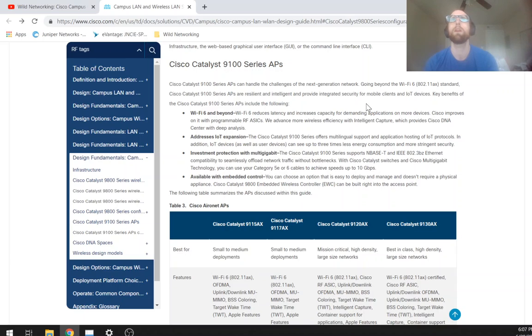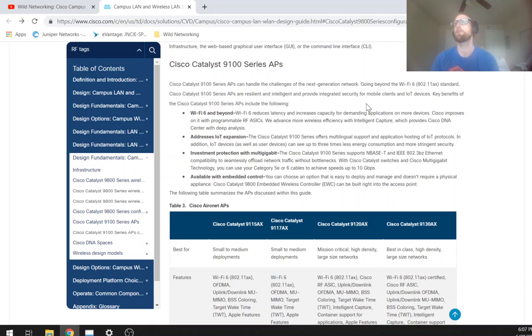Cisco improves on it with programmable RF ASICs. And ASICs are a form of chip. I'm not sure what it stands for, but it's hardware. It's like special hardware, kind of like a CPU, but it's like an optimized CPU.